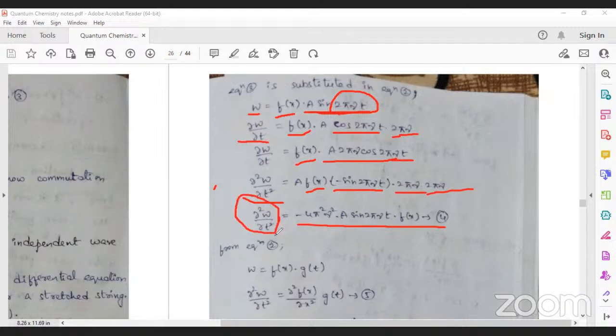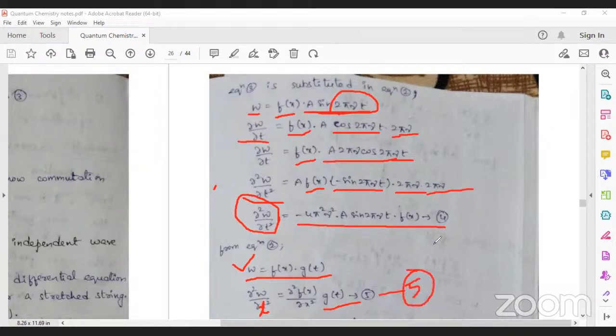Now w is equal to f of x into g of t. We know that. Now we are going to differentiate with respect to x. So here a small mistake will be there. That is the dou square w by dou x square. Here g of t is kept constant. Now we are going to double differentiate w, that is dou square w by dou x square is equal to dou square f of x by dou x square into g of t. This is equation number 5.